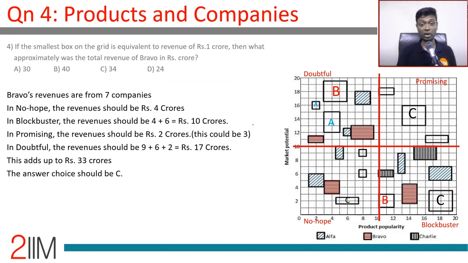If the smallest box in the grid is equivalent of rupees 1 crore, then basically 1 square is 1 crore. Then what is the total revenue of Bravo in rupees crores? I'm going to go quadrant by quadrant. In this quadrant, Bravo has 9. This is 9 plus 6 plus 2, which is 17 crores. This is what Bravo has. So this is the doubtful quadrant, 17. In the no hope quadrant, just one box here, which is 4 crores.